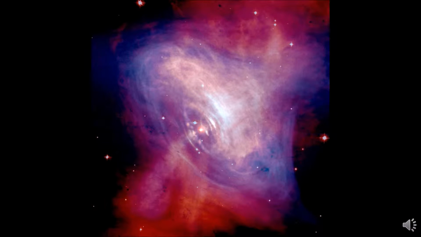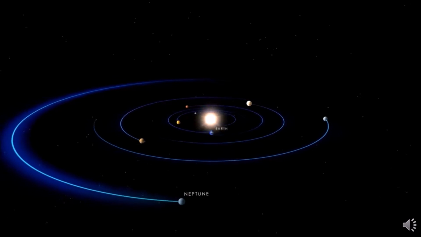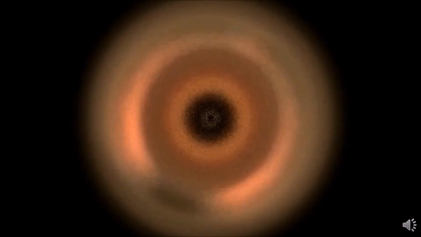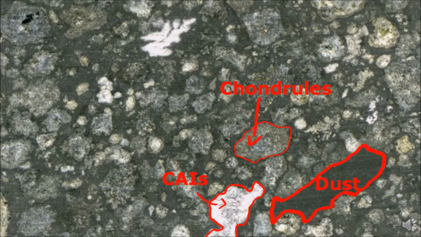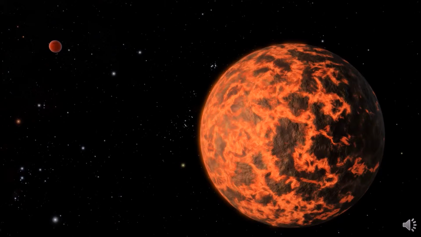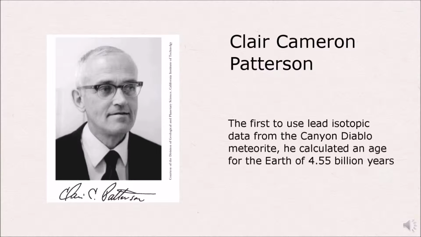Over 99% of the gas and dust began to coalesce to form our sun. The remaining orbiting debris eventually formed the rest of the solar system. Side note, one of the objects formed at the beginning of the galaxy formation are meteorites called chondrites. Chondrites are formed by various types of dust, chondrules, and calcium-aluminum inclusions. Because the Earth was formed at relatively the same time as the solar system, plus or minus 200 million years, scientists were able to use radiometric dating techniques on chondrites to estimate the age of the Earth.